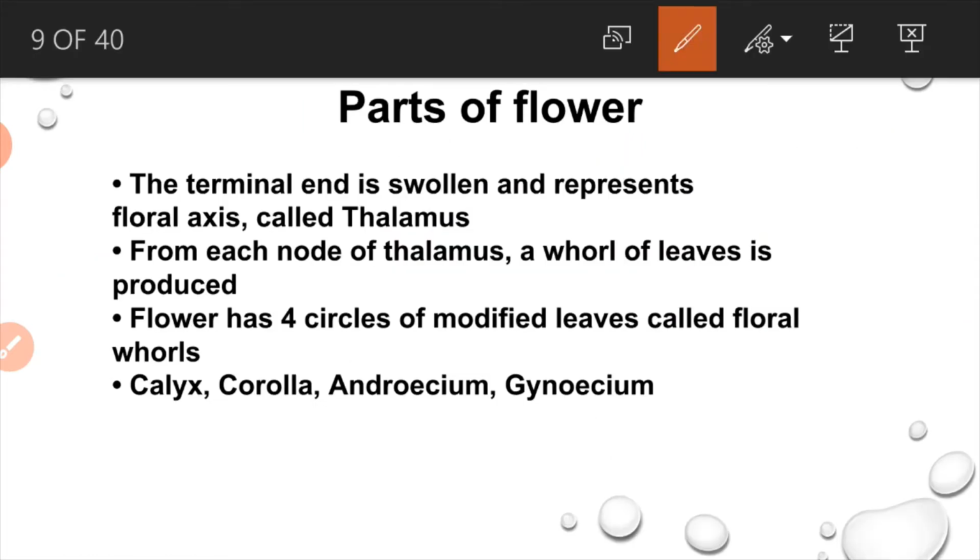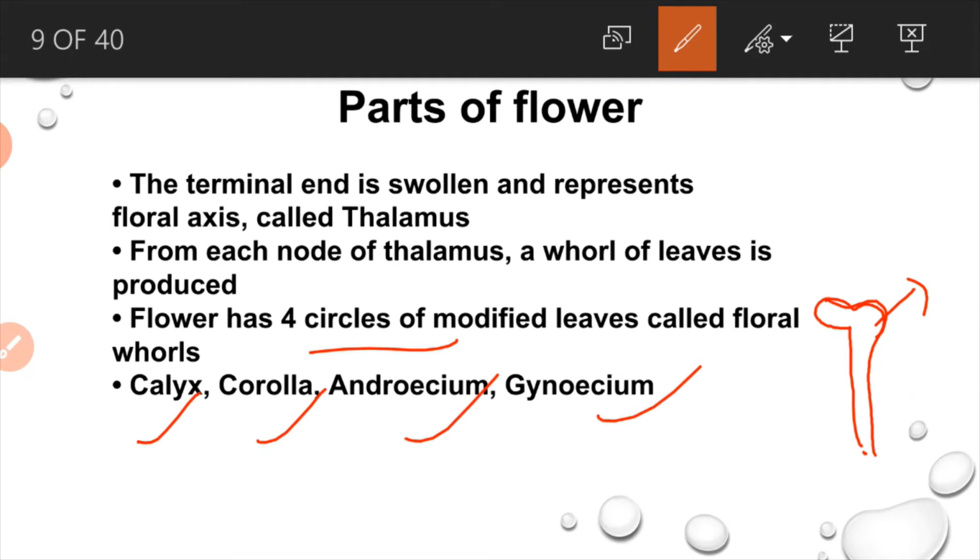Now if we see the flower, the terminal end is swollen and it represents the floral axis, that is the thalamus, or we can also say it is a receptacle. From each node of the thalamus, a whorl of leaves is produced. So these 4 whorls are produced in circles. First is calyx, corolla, androecium and gynoecium.